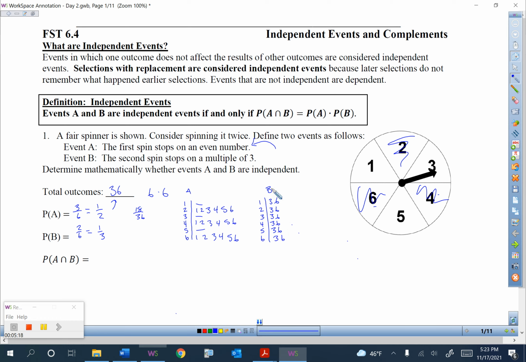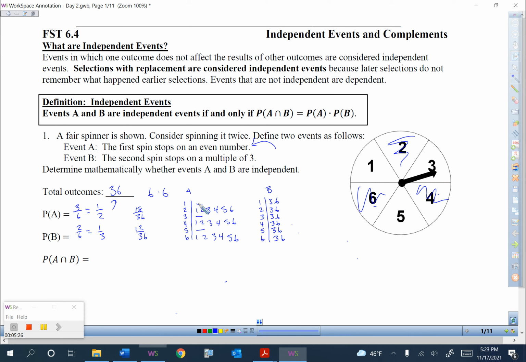And if we count those, 2, 4, 6, 8, 10, 12, 12 over 36 is also 1/3. Okay? But when we look at the intersection, this version is going to help us figure out the answer a little bit more quickly and more straightforward if we have them listed out. This says we want to look where A and B overlap. When we can see A and B clearly, we can see the overlap clearly.